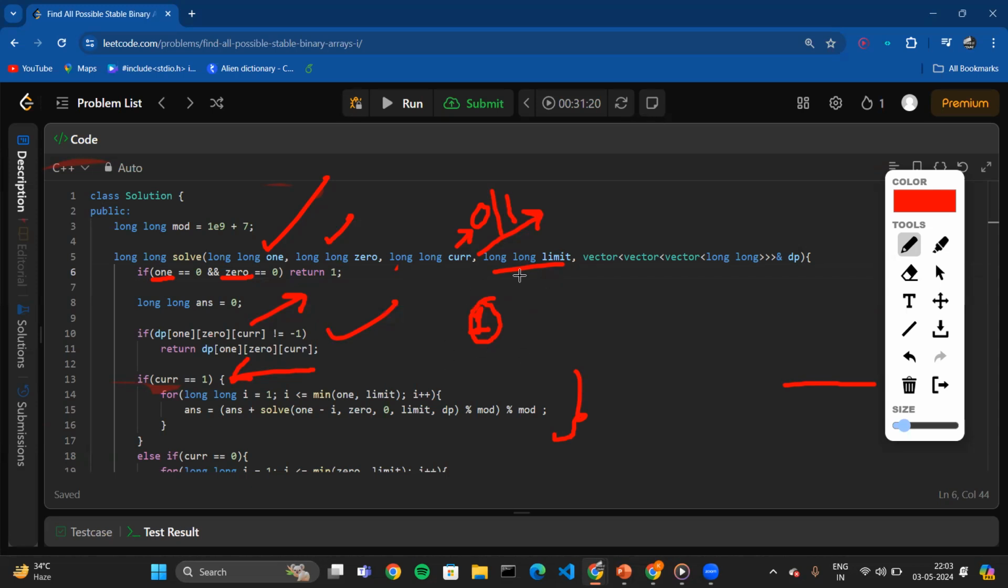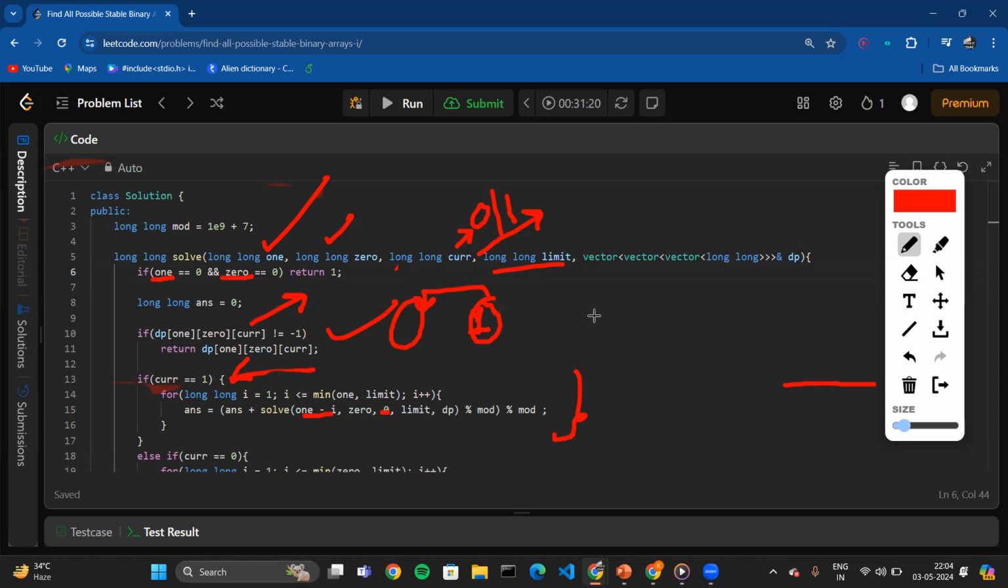What I mean is, let's say I am here at 1. I selected 1. Then I will iterate from i equals 1 to the minimum of the limit and the number of ones I have. I will iterate and try to find out how many I can place. Up till those many ones I placed, I then push the current element as 0.